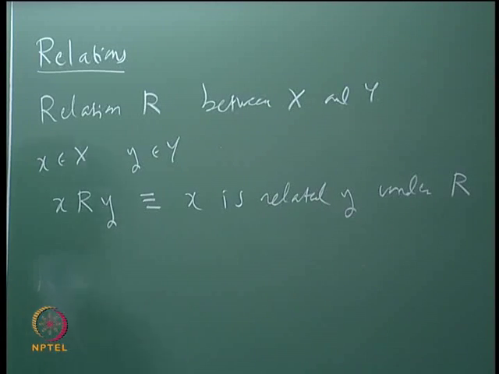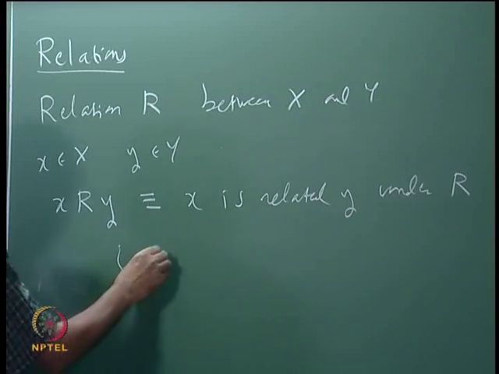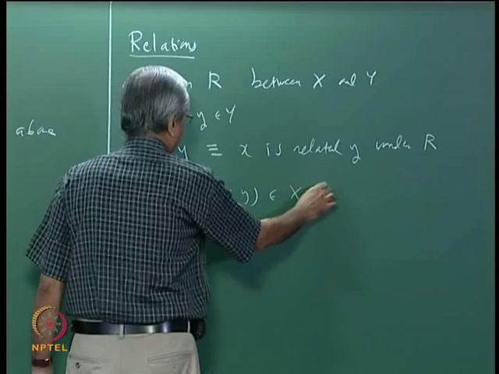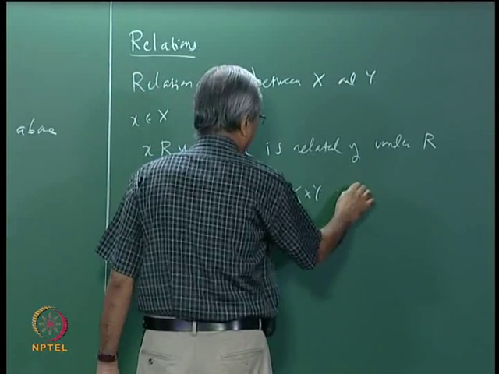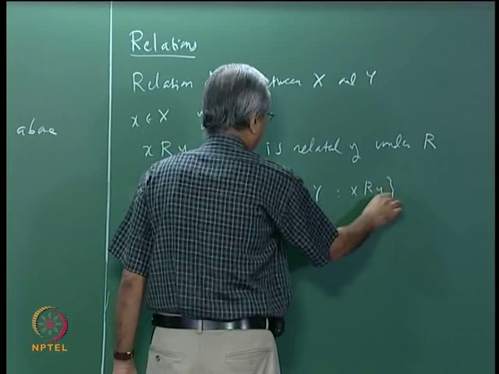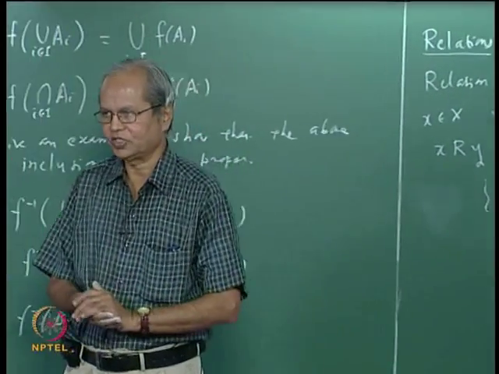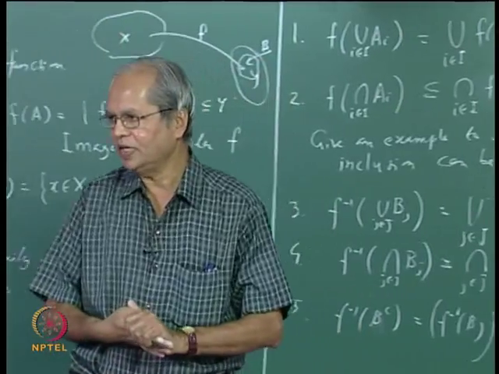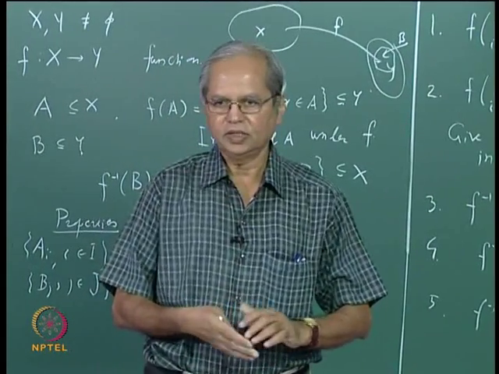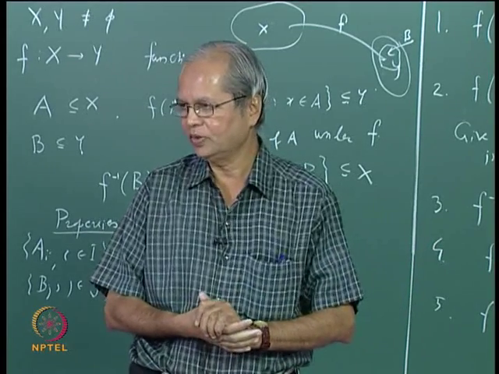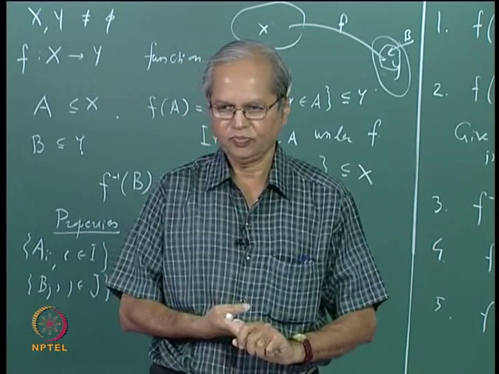Okay, so what I can say is that suppose you collect a set of all (x, y) in X cross Y such that x R y, that is, x is related to y under the relation R. Suppose you collect all such pairs (x, y) which are related to each other under the relation R, then that gives a subset of X cross Y.